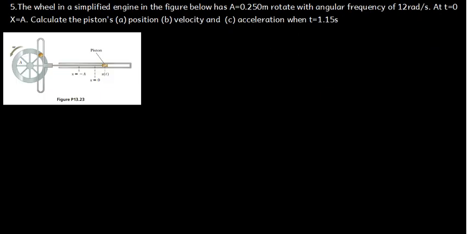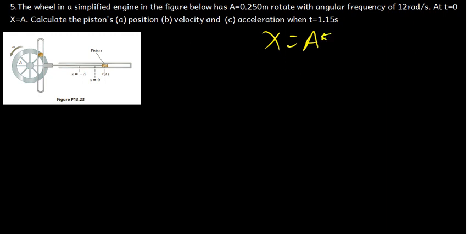We have another question which says the wheel in a simplified engine in the figure below has a radius of 0.50 meters and rotates with angular frequency of 12.12 rad per second. At t equal to 0, x is equal to a. Calculate the piston's a position, b velocity, c acceleration when t is equal to 1.5. This is the same question, as we are going to use the same formulas as a function of time.